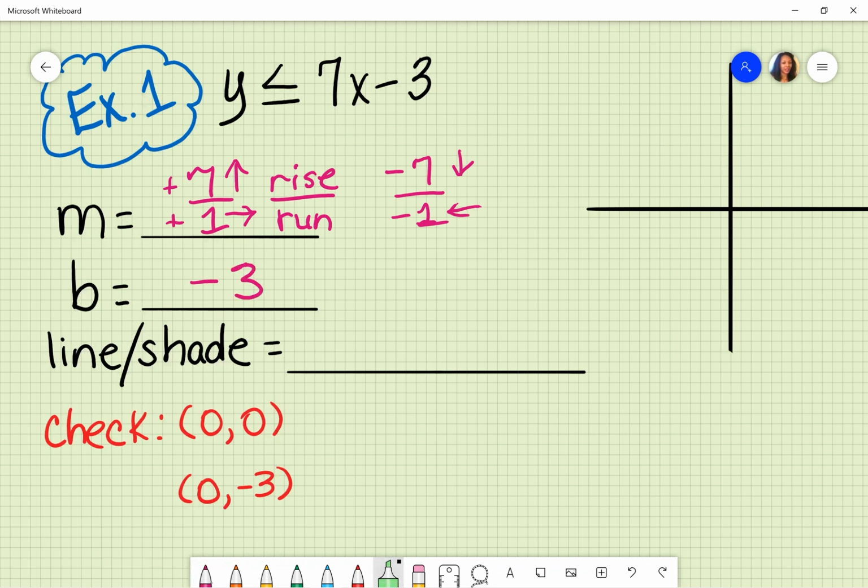My line is determined by my inequality. So it's a less than or equal to, and I see that solid line. So I know that this is going to be a solid line graph, and the shade is going to be below because it's less than or equal to.